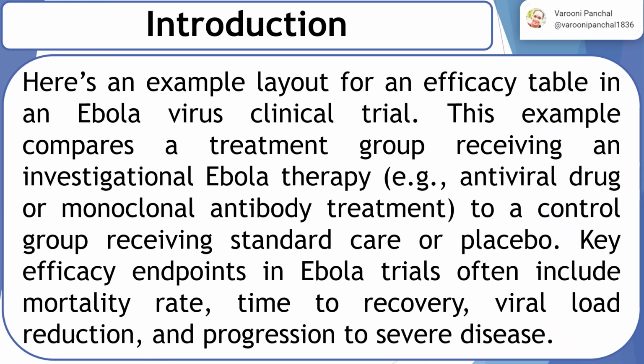Introduction. Here's an example layout for an efficacy table in an Ebola virus clinical trial. This example compares a treatment group receiving an investigational Ebola therapy, for example, antiviral drug or monoclonal antibody treatment, to a control group receiving standard care or placebo. Key efficacy endpoints in Ebola trials often include mortality rate, time to recovery, viral load reduction, and progression to severe disease.